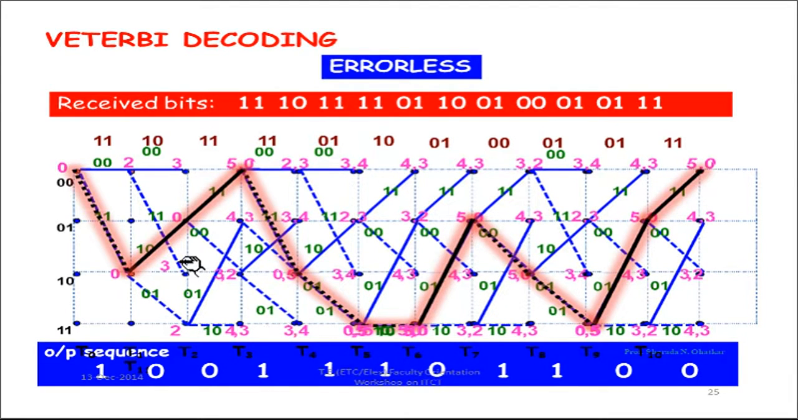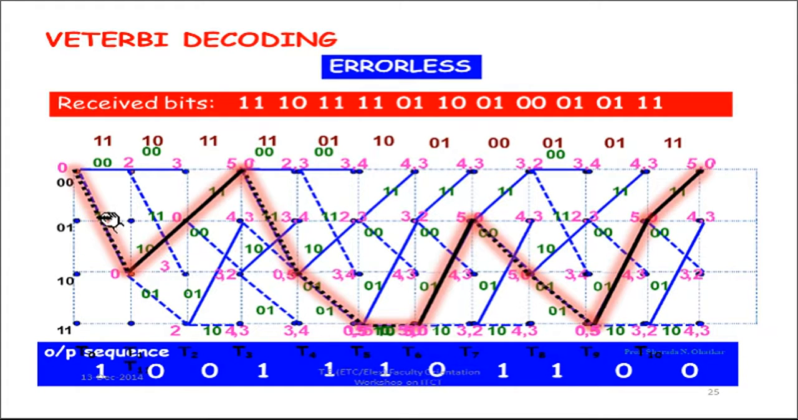When we start with 0 0, the metric value has to be assumed as 0. Then it is compared with 1 1 after splitting the entire bit stream into 2 bits. Why 2? Because the output will be in 2 bits, so it has to be treated like this. For the first instant, 0 0 against 1 1, after comparing it gives a Hamming distance of 2. So 0 plus 2 it will be over here.